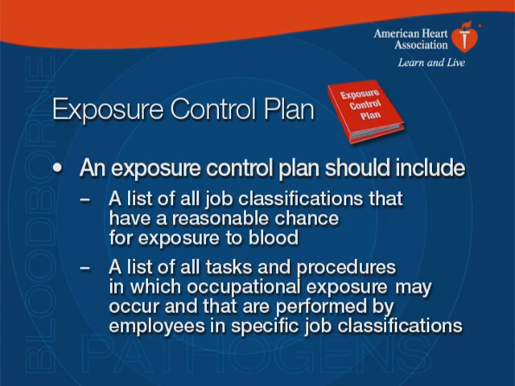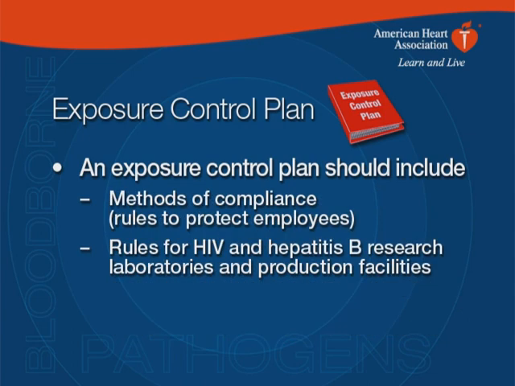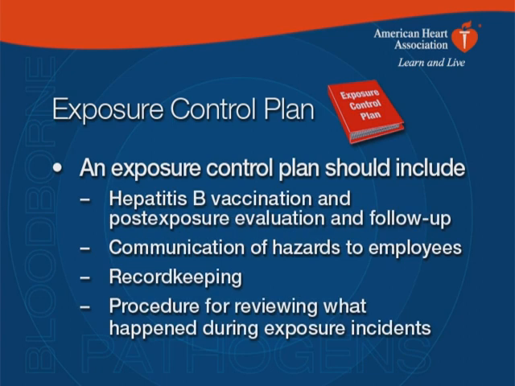An exposure control plan should include the following: a list of all job classifications that have a reasonable chance for exposure to blood, a list of all tasks and procedures in which occupational exposure may occur and that are performed by employees in specific job classifications, methods of compliance, which are rules to protect employees, and rules for human immunodeficiency virus, or HIV, and hepatitis B research laboratories and production facilities. An exposure control plan also includes hepatitis B vaccination and post-exposure evaluation and follow-up, communication of hazards to employees, record-keeping, and a procedure for reviewing what happened during exposure incidents.